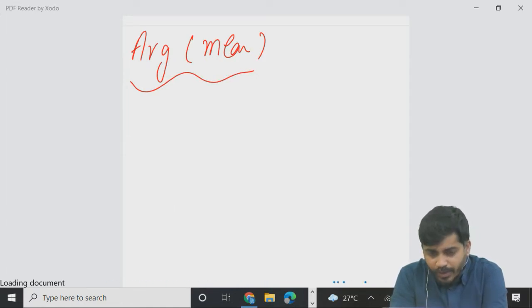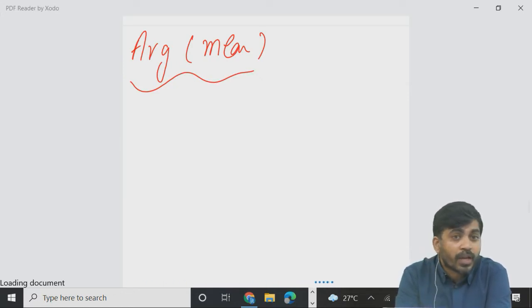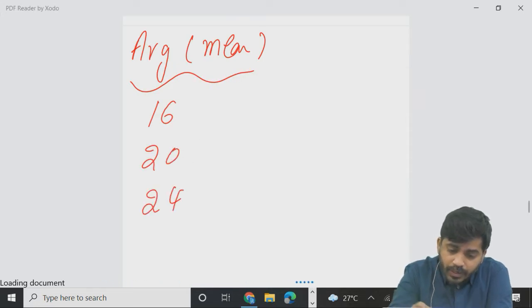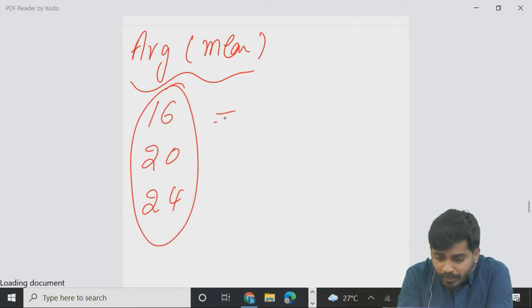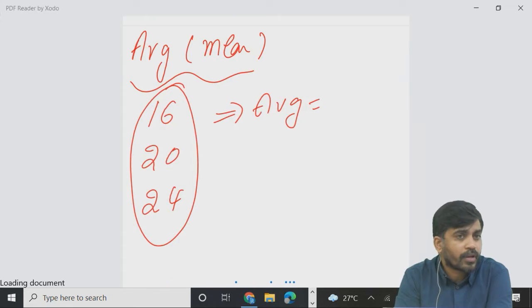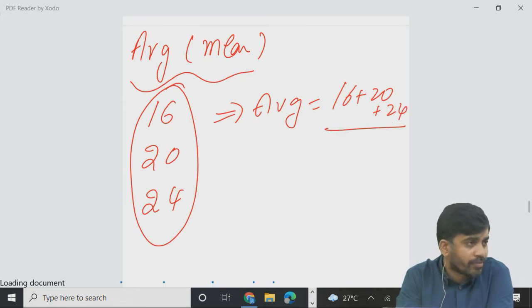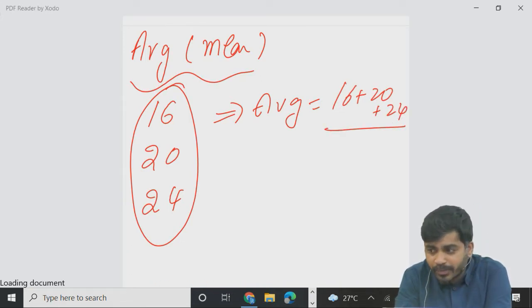First of all, tell me what is the meaning of average? Say for example, there are three numbers in the group: 16, 20 and 24. Tell me how to calculate mean or average. Sum of all the numbers, that is 16 plus 20 plus 24, divided by the number of numbers. There are three numbers, so divided by 3.